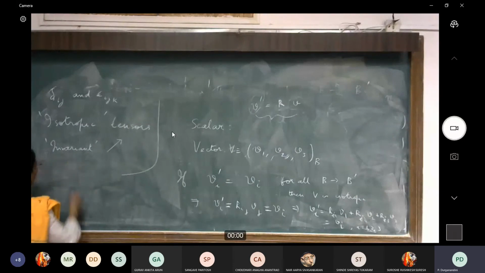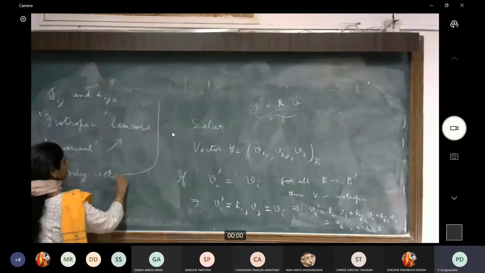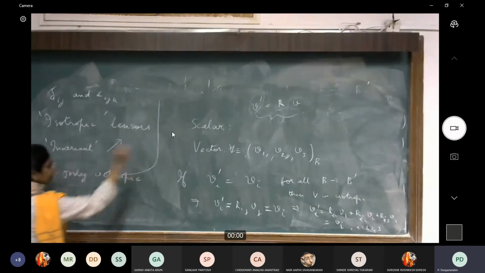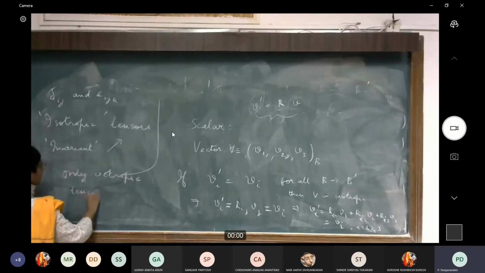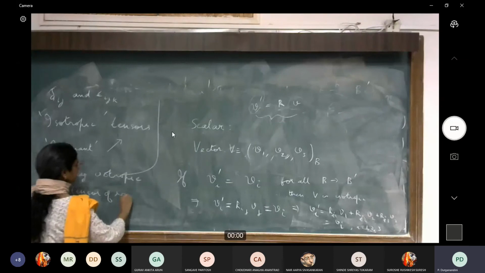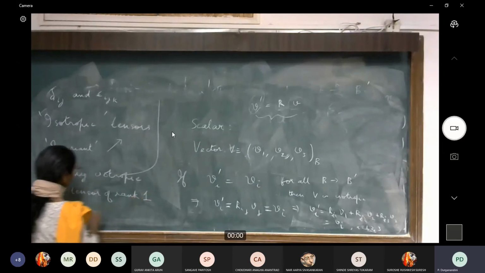So the only isotropic tensor of rank 1 is the 0 vector, and that is easy to see from your usual matrix analysis.